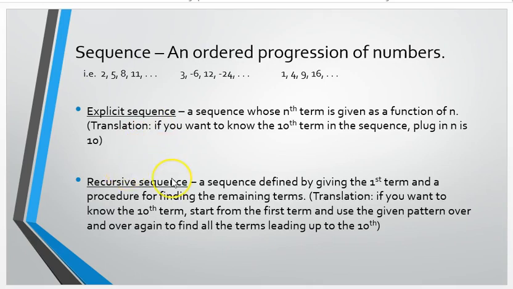In contrast, we have a recursive sequence. For this one, they won't give you a formula that just says perform this operation on n. What they will do instead is they will give you the first term in the sequence, and then they will give you the pattern for finding the remaining terms. Like they'll tell you mathematically that you need to add 3 to find the next number. Or they'll tell you mathematically that you need to multiply by 2 to find the next number. The disadvantage of a recursive sequence is if they ask you to find the 10th term, you can't just jump to plugging in 10. You would have to find the second term, then the third, then the fourth, then the fifth, and you have to go through in order filling in all the numbers along the way.